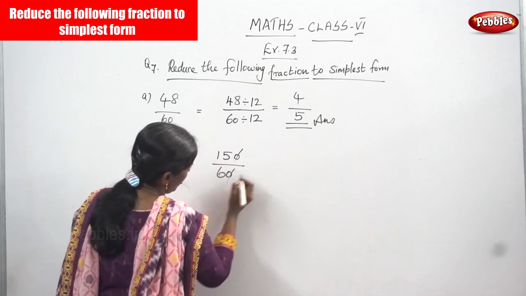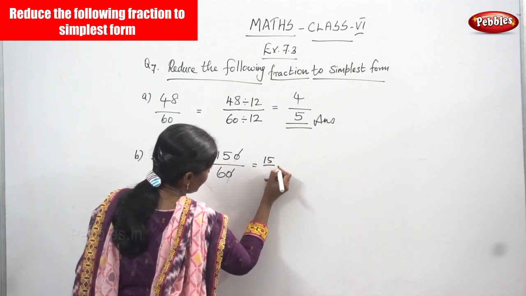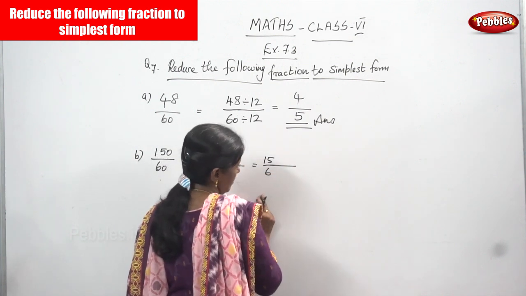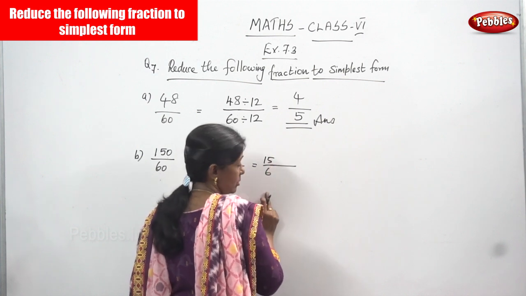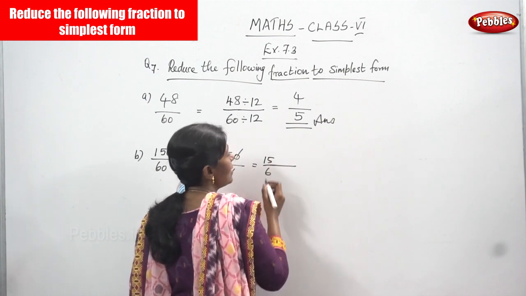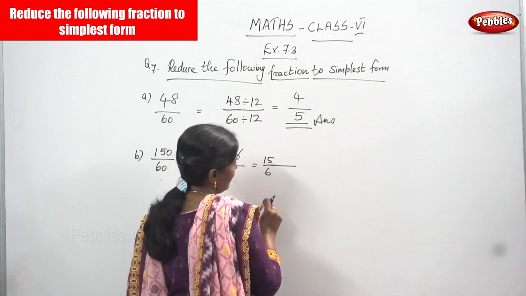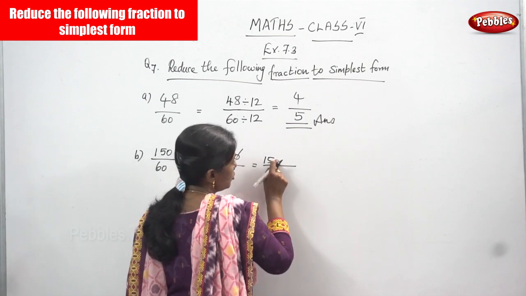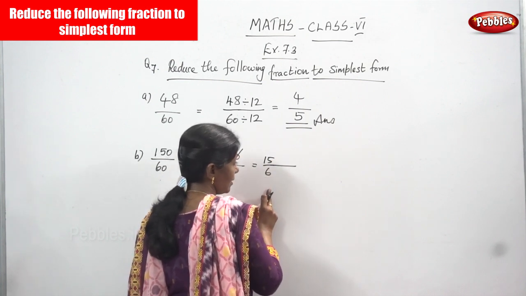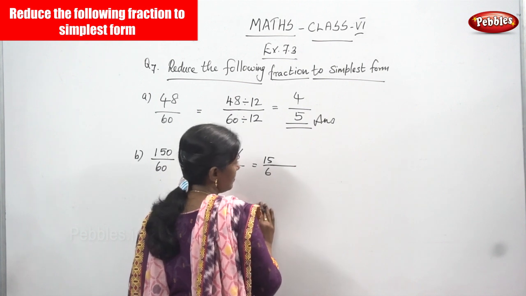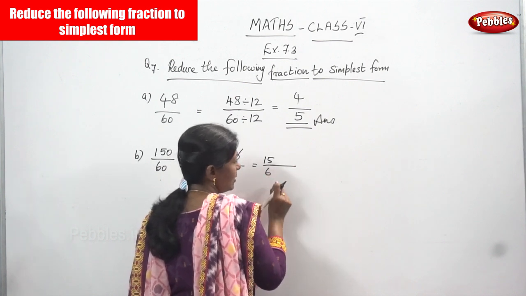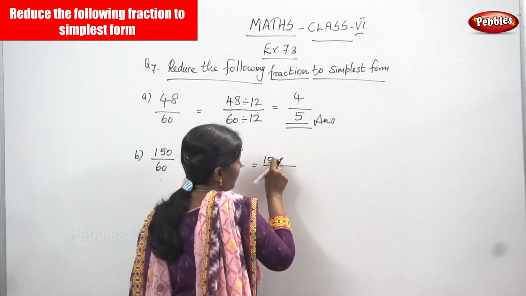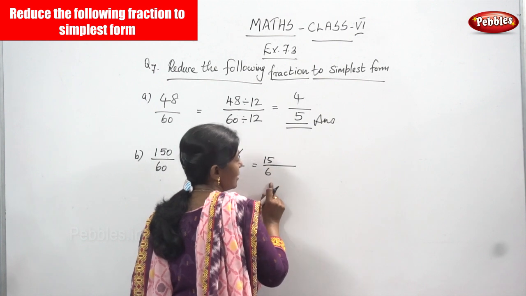you will get 15 divided by 6. Again you have to find out the common factor for both numbers, that means the numerator as well as the denominator. So a common factor is a very specific number, a number that divides both the numerator as well as the denominator. That is what we call a common factor.